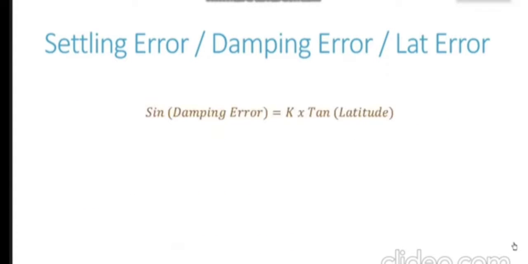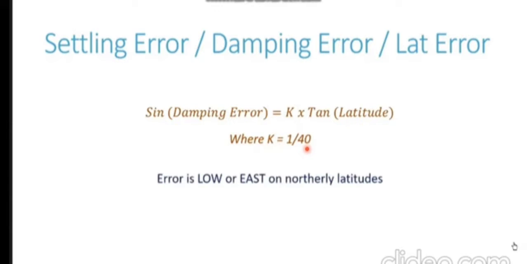So let's summarize the formula now. Sine of damping error is equal to k into tangent of latitude, where k is equal to 1 by 40 if not given in the question. Now this formula is going to give you the magnitude of the damping error. Now we also need to find out whether the damping error is easterly or westerly.